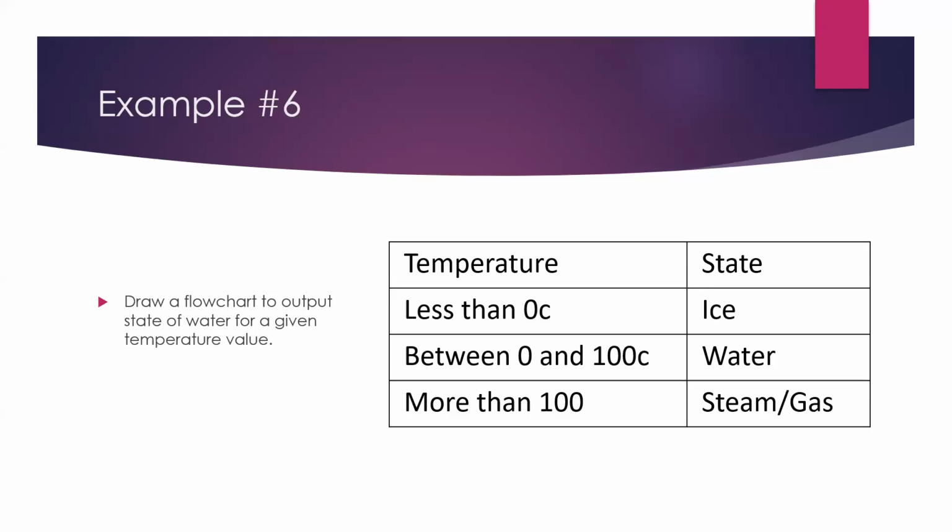Yes, that's the state. So there are 3 possible states: ice, water, and steam. Now the question is this: given a temperature value, how can we get the appropriate state? Whether it's ice, whether it's water or steam, right? So that's the question. Okay, let me start with the whiteboard.